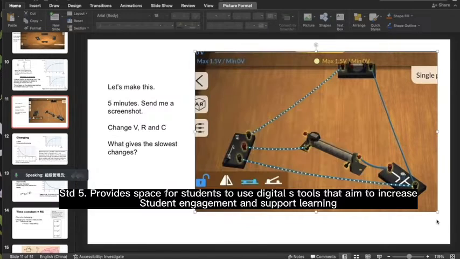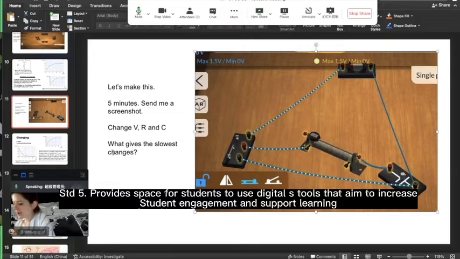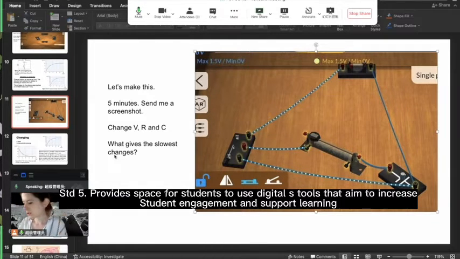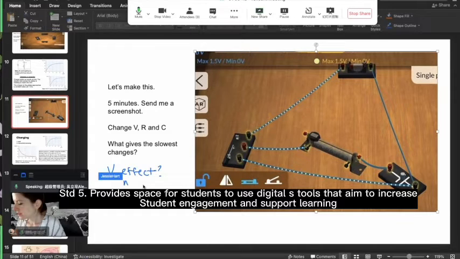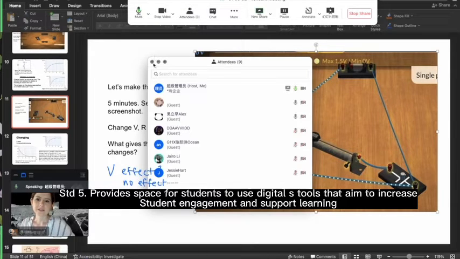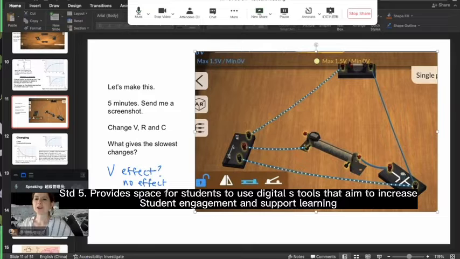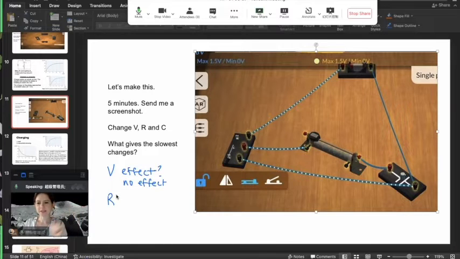Let's think about what you showed us. What factors can we change to affect how quickly it charges and discharges? What is the effect of V? Maybe no. Yeah, I agree. There is actually no effect. What about R? David, what effect does changing R have on the time it takes to charge?